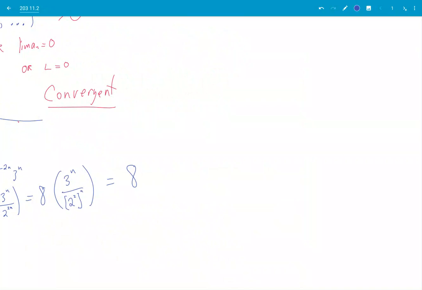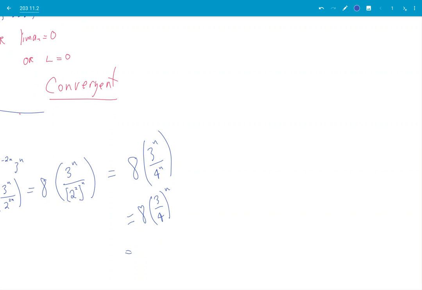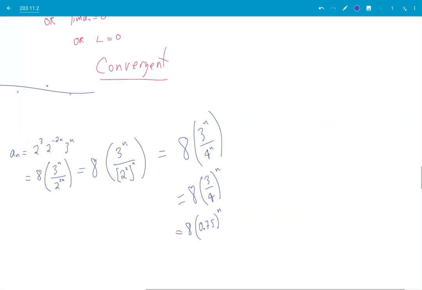Which is 8, 3 to the n over 4 to the n. And finally, I get 8, 3 over 4 to the n. And if you want, you could think of this as 0.75 to the n. Okay, so I did some algebra here. And I got this expression.